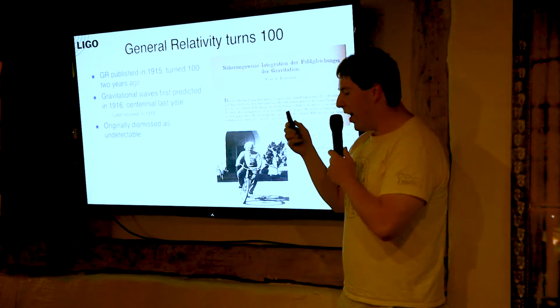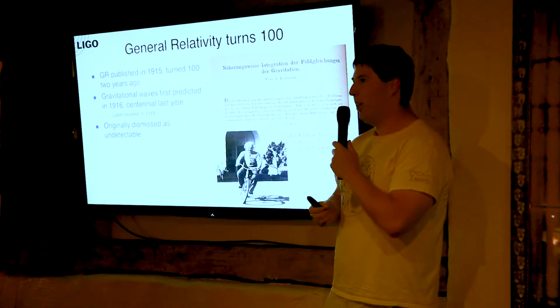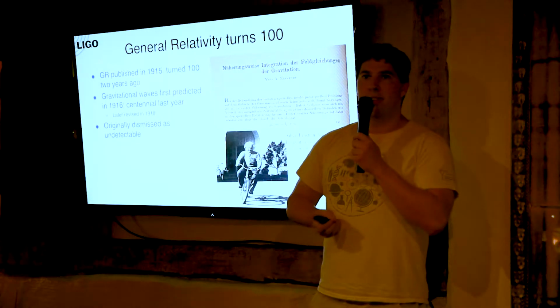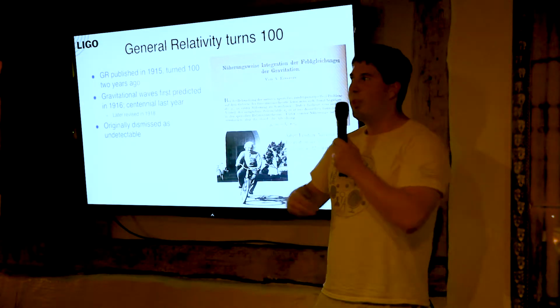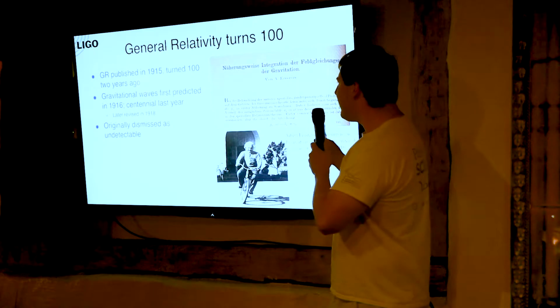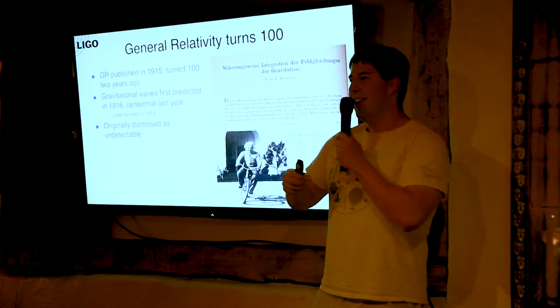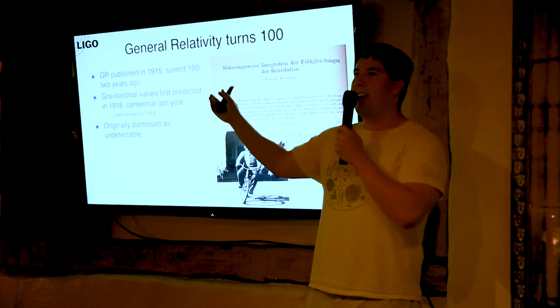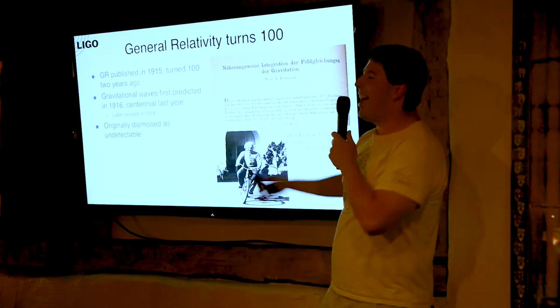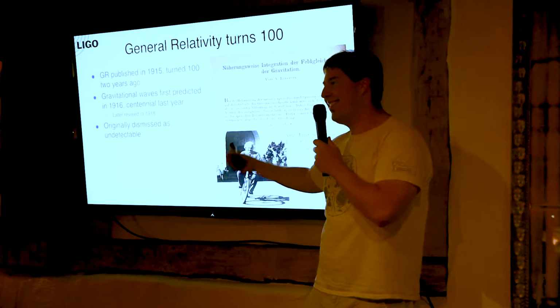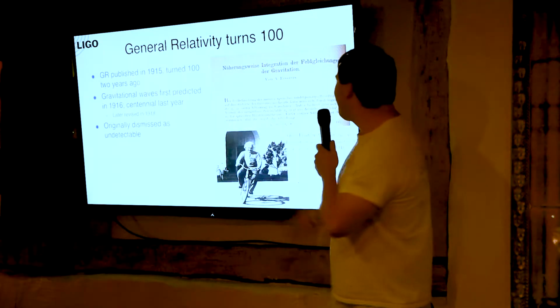Now, Einstein originally had thought that this would be completely undetectable. This was really just a theoretical curiosity. And so a lot of newspapers came out with a headline that, Einstein is proven right once again. Well, we actually kind of proved him wrong in a sense, but the theory was still good.